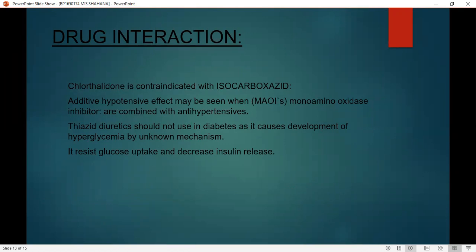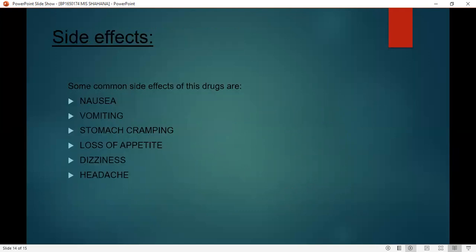Thiazide diuretics are also contraindicated in diabetes, especially in type 2 diabetes mellitus. It causes development of hyperglycemia, as it resists glucose uptake and decreases insulin release by an unknown mechanism. That's why it is contraindicated in diabetes.